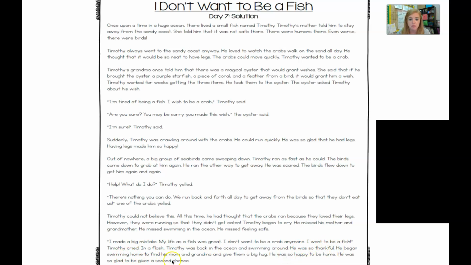He began swimming home to find his mom and grandma and give them a big hug. He was so happy to be home. He was so glad to be given a second chance.